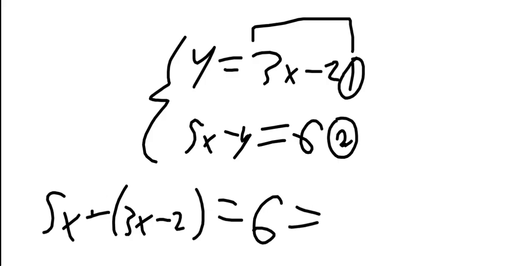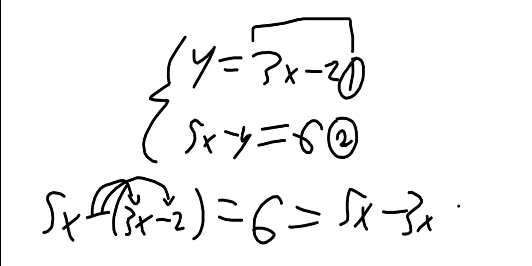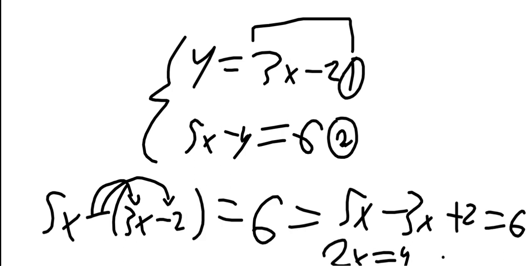We can distribute here, so we can say 5x minus 3x plus 2 equals 6. And from here we get 2x equals 4 and x equals 2. Okay, we have x, but how do we solve for y? It's the same thing we did in the beginning of the video. We're going to plug in the value for x into one of these equations, and solve for y that way.